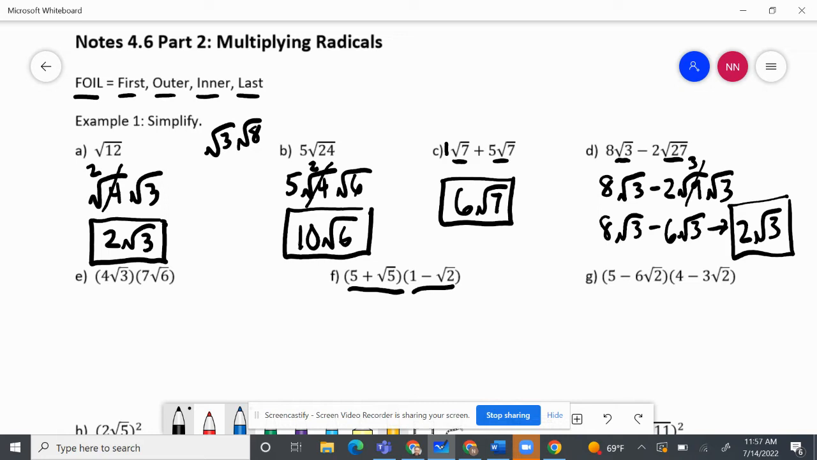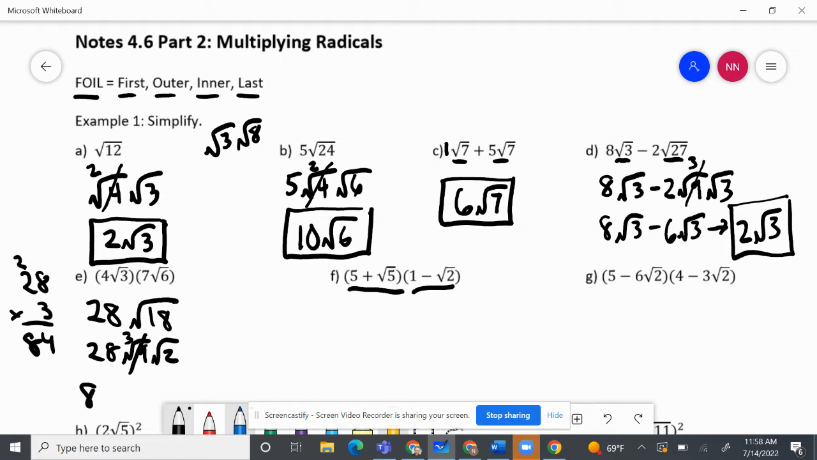So 4 times 7 is 28. Then we're going to multiply the inside ones. So 3 times 6 gives us 18. Now, 18 would be 9 and 2, and the square root of 9 is 3. So 28 times 3: 3 times 8 is 24, 3 times 2 is 6, 7, 8. So we would have 84√2.